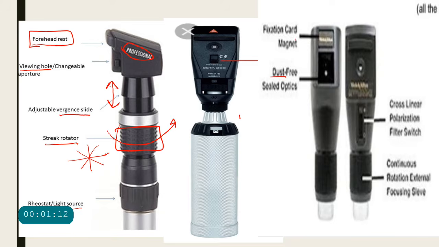Now the Welch Allyn one has a fixation card magnet on the front, where you can stick on your fixation cards for doing the near retinoscopy. And again, in Welch Allyn we have a sleeve here. The sleeve can be moved up and down. The sleeve in the Heine is present over here, which can be moved up and down like this.